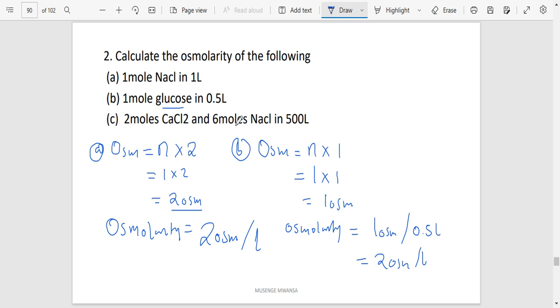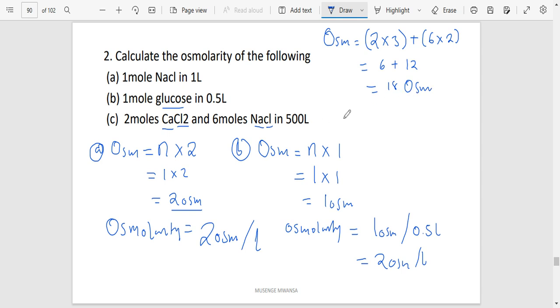2 moles of calcium chloride and 6 moles of sodium chloride in 500 liters. How do you go about it? So let's first find the osmoles. We'll start with calcium chloride. We have got 2 as the number of moles times, when calcium chloride dissociates, it's going to form 1 calcium and 2 chloride ions. That means 3. And then plus, we have got 6 moles times, when this one dissociates, we're going to have 1 sodium and 1 chloride. That is going to be 2. So this is going to be 6 plus 12. This is going to be 18 osmoles. Those are the number of osmoles.